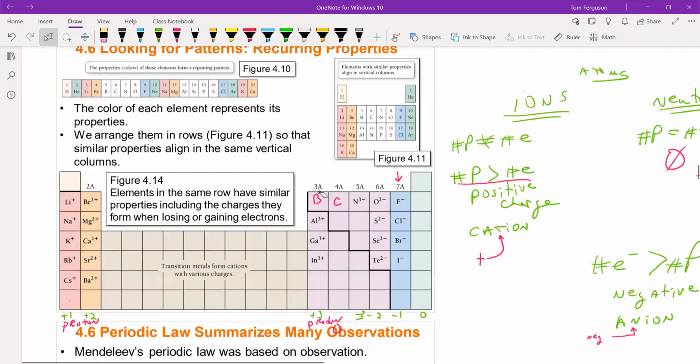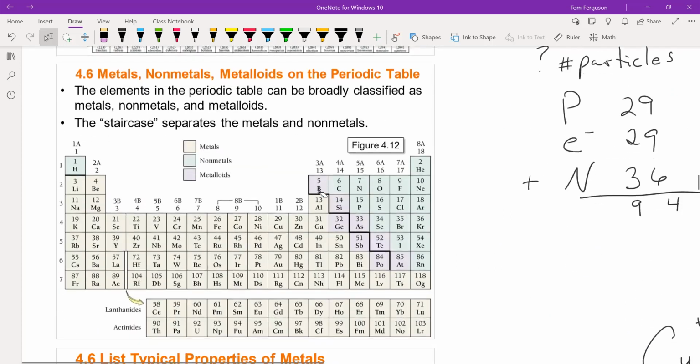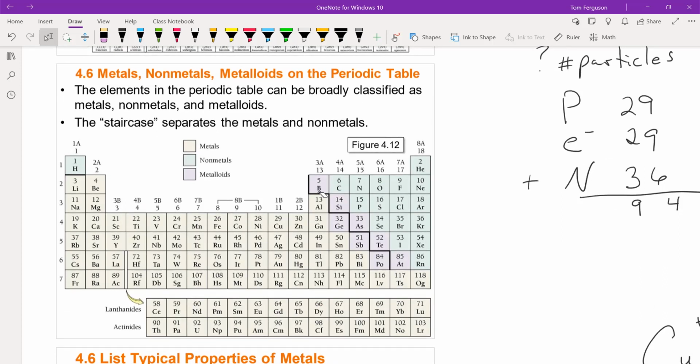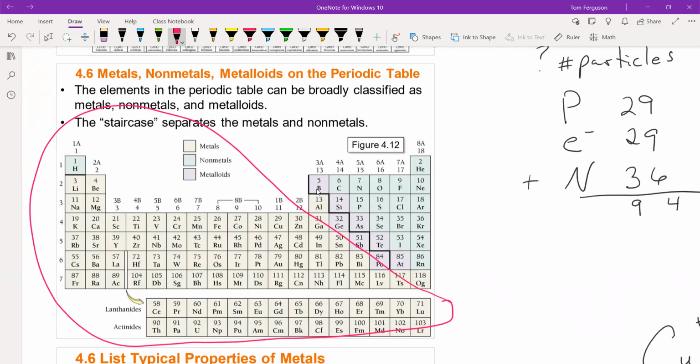Now, further organization on the periodic table, there are three main groups how the elements are organized. Most of the elements in the periodic table are metals. So these are all metals. What's the opposite of a metal? That's right. Not a metal. So those are the non-metals. And there's a group of elements that are transitional between the metals and the non-metals.